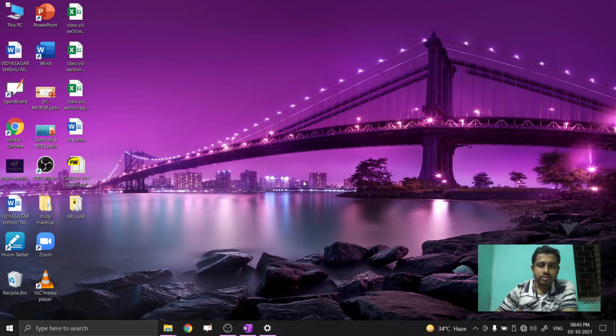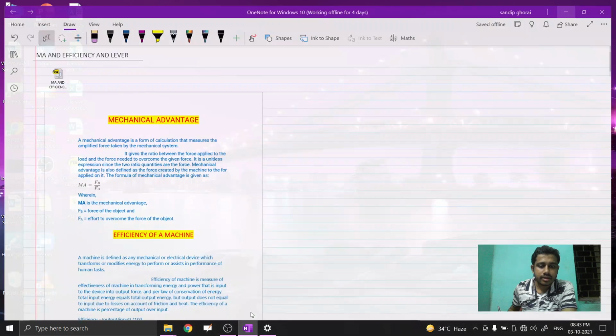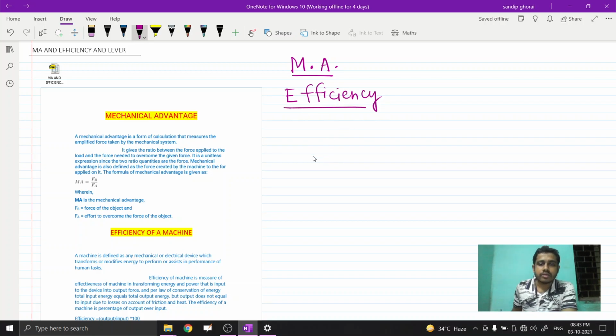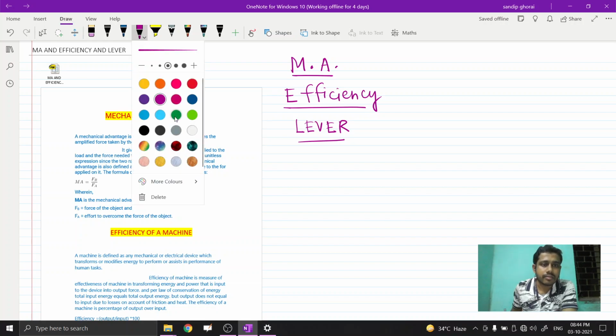Now today we will discuss what mechanical advantage is, which in short form is MA, and what efficiency is. We know about different types of machines and about labor. Okay. So at first we have to know what mechanical advantage is.